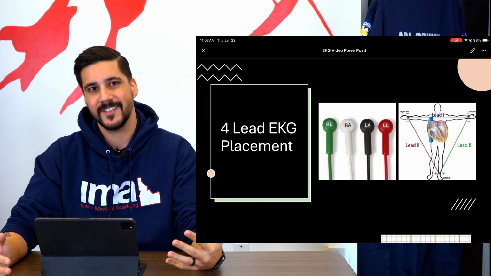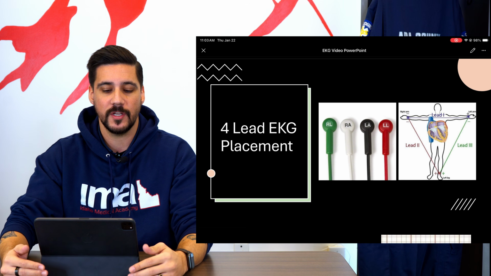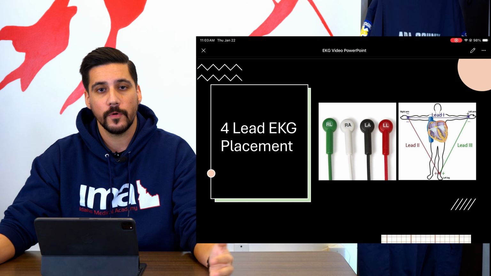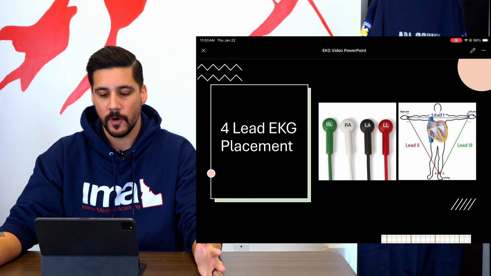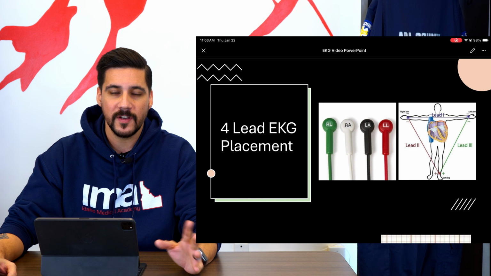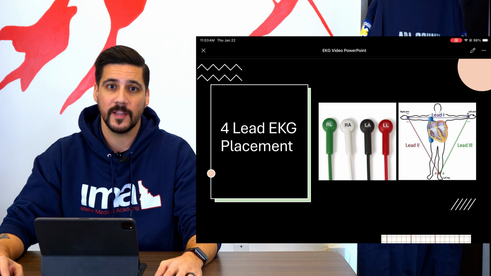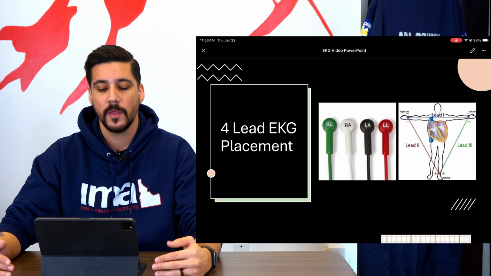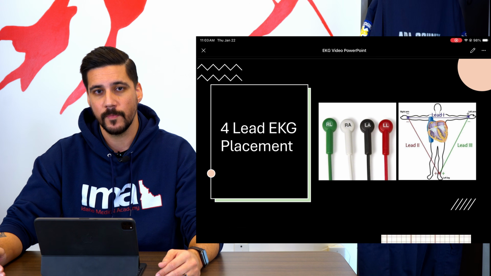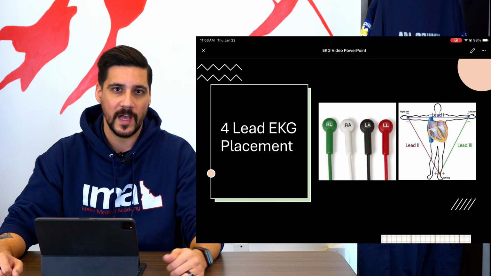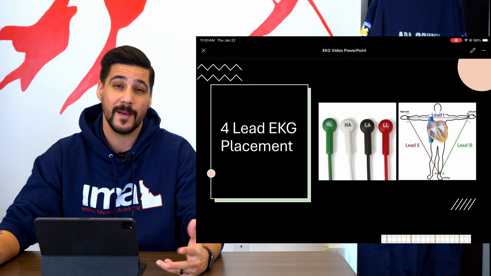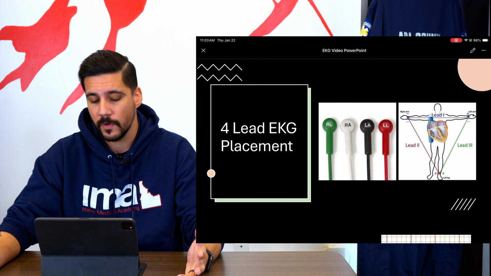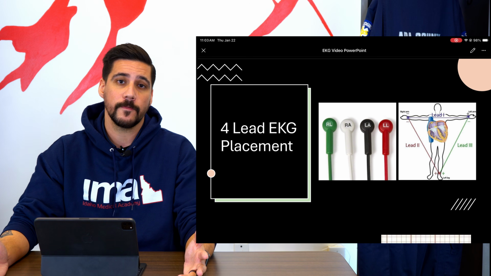Now, a common misconception is that the EKG is the full 12 pictures of the heart. If you have any understanding of what a heart attack would look like, that's what we would use to identify this. We're talking about just the rhythm. How is the heart doing? Is it going too fast? Is it going too slow? Is the rhythm abnormal? Is there anything weird going on with that? And that all starts with our 4-lead placement.